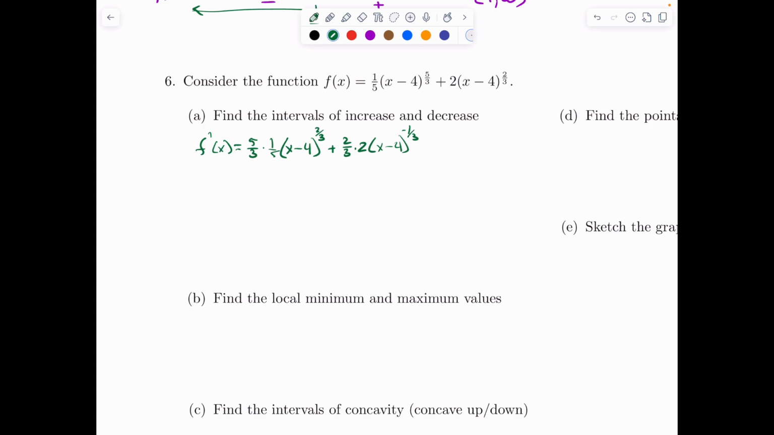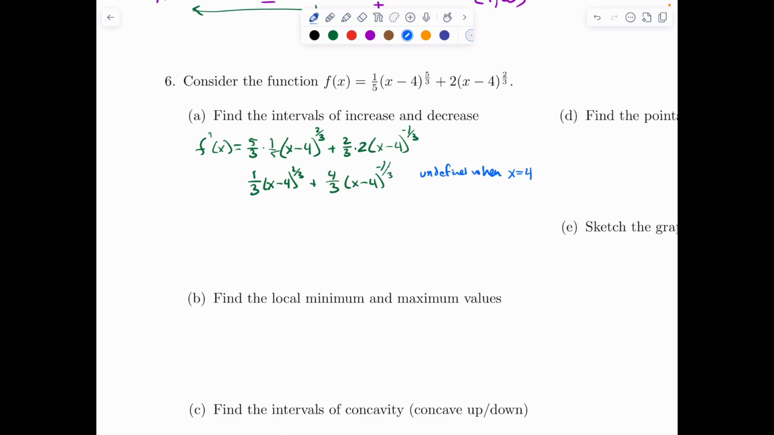So right off the bat, I see that there's going to be an issue here with that negative exponent. I'm going to clean this up a bit. And I get 1/3 x minus 4 to the 2/3 plus 4/3 x minus 4 to the -1/3. Okay, so that negative exponent there means that this will be undefined when x equals 4. So that's the first thing to note.